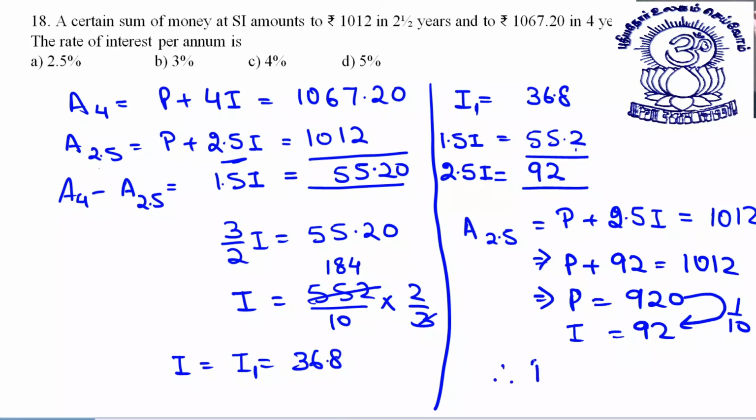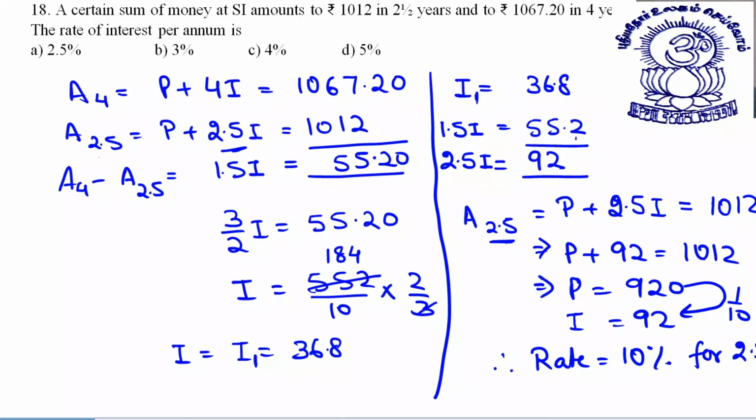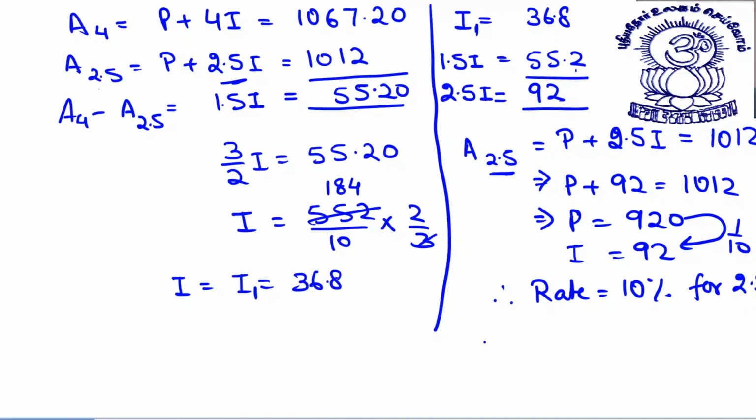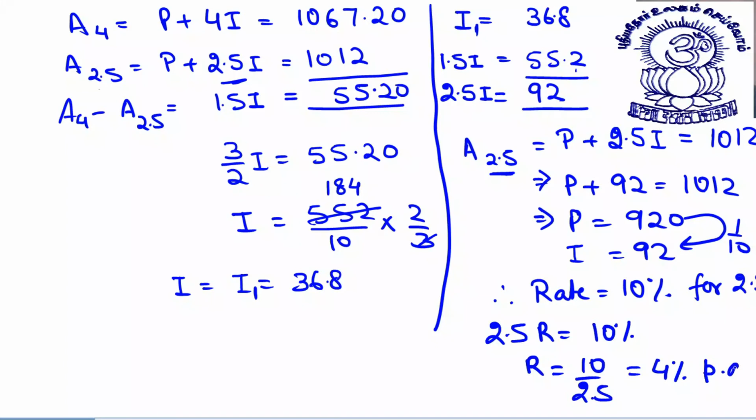So whenever you see such a thing, you will say rate is equal to 10% for 2.5 years. Mark this thing, students. This amount is for 2.5 years. Either you can solve it by finding the interest every year, or you can directly say 10% for 2.5 years. So 2.5 times rate is equal to 10%, or you can say rate is equal to 10 divided by 2.5, that is equal to 4% per annum. This is your answer, my dear students, and I'm very sure it must be clear to all of you.